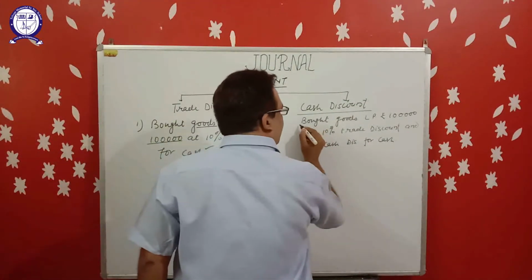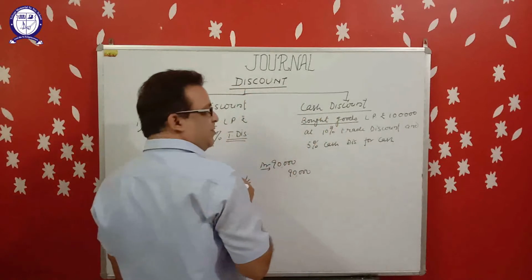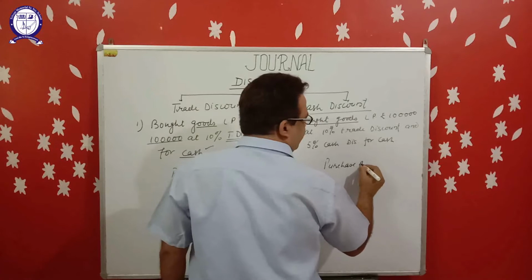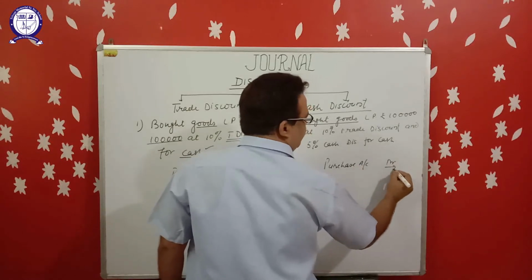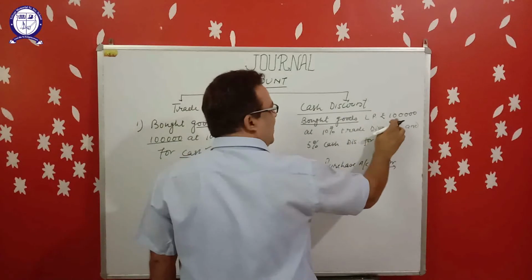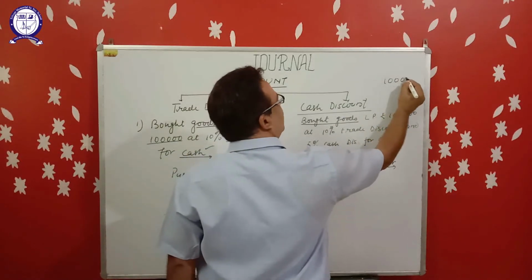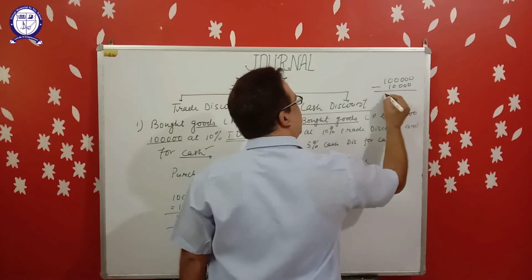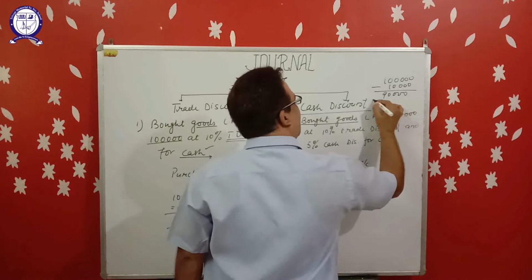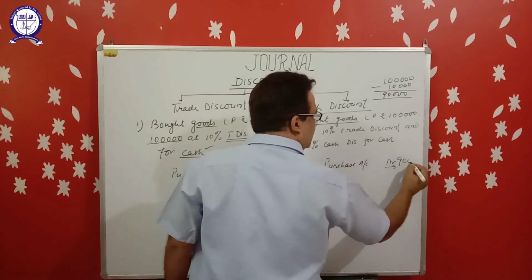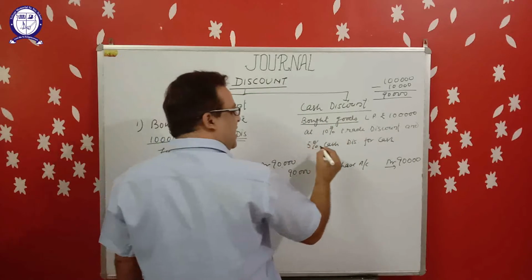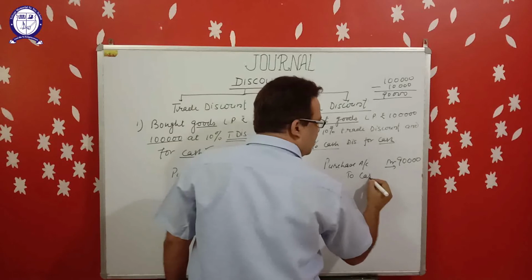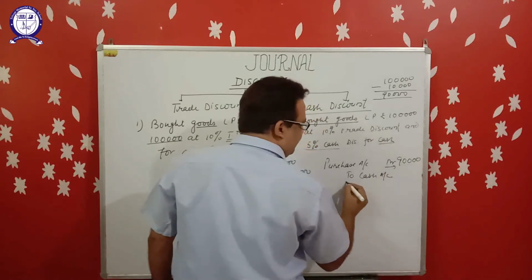Now, first of all, purchase account is affected. The journal entry will be passed. Purchases account debit. List price is 1 lakh. Less 10% trade discount. First of all, trade discount will be deducted. That means we have purchased goods for 90,000. Second account is cash. Cash is going out. That's why it will be credited.